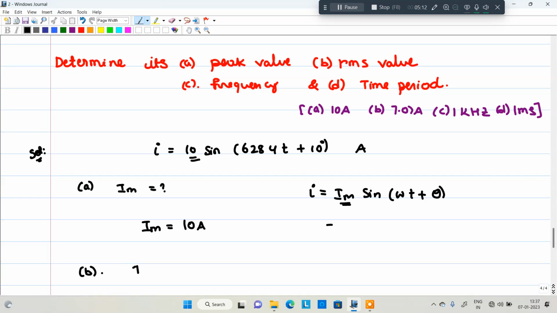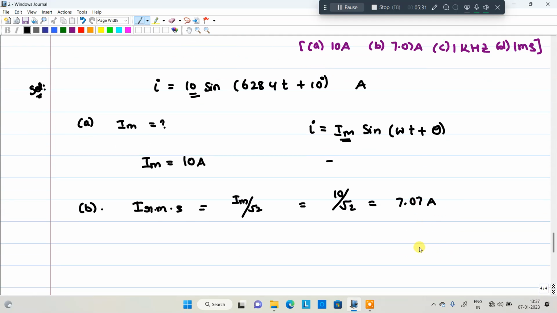Next, coming to the RMS value. I RMS is equal to, since this is a sine wave, the RMS value is equal to the maximum value divided by root 2. That will be 10 by root 2, which is equivalent to 7.07 amperes. 1 by root 2 is 0.707. Multiply by 10, that is 7.07 amperes.